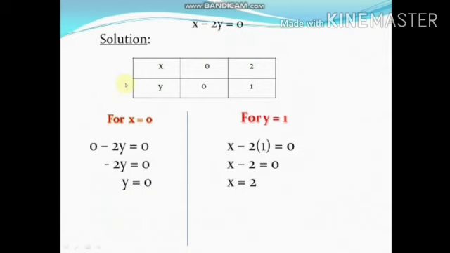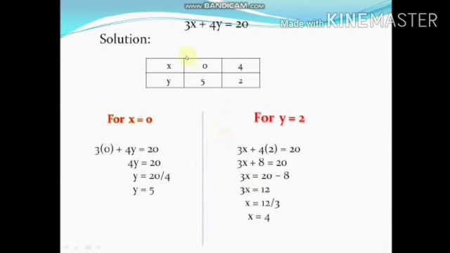This is the first equation of this example, x - 2y = 0. When we substitute x = 0 in place of x in this equation, we will get y = 0, and when we substitute y = 1, we get x = 2. This is the second equation of this example, 3x + 4y = 20. When we substitute x = 0, we get y = 5, and when we substitute y = 2, we get x = 4.